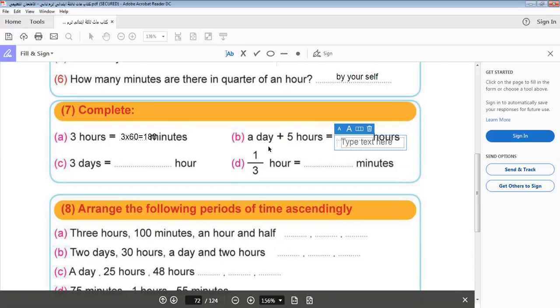Second one, a day and 5 hours equals how many hours? Here you know it is 5 hours, but a day, I don't know how many hours. The day has 24, bravo. So 24 plus 5 is 29 hours. 3 days equals how many hours? Do it by yourself.